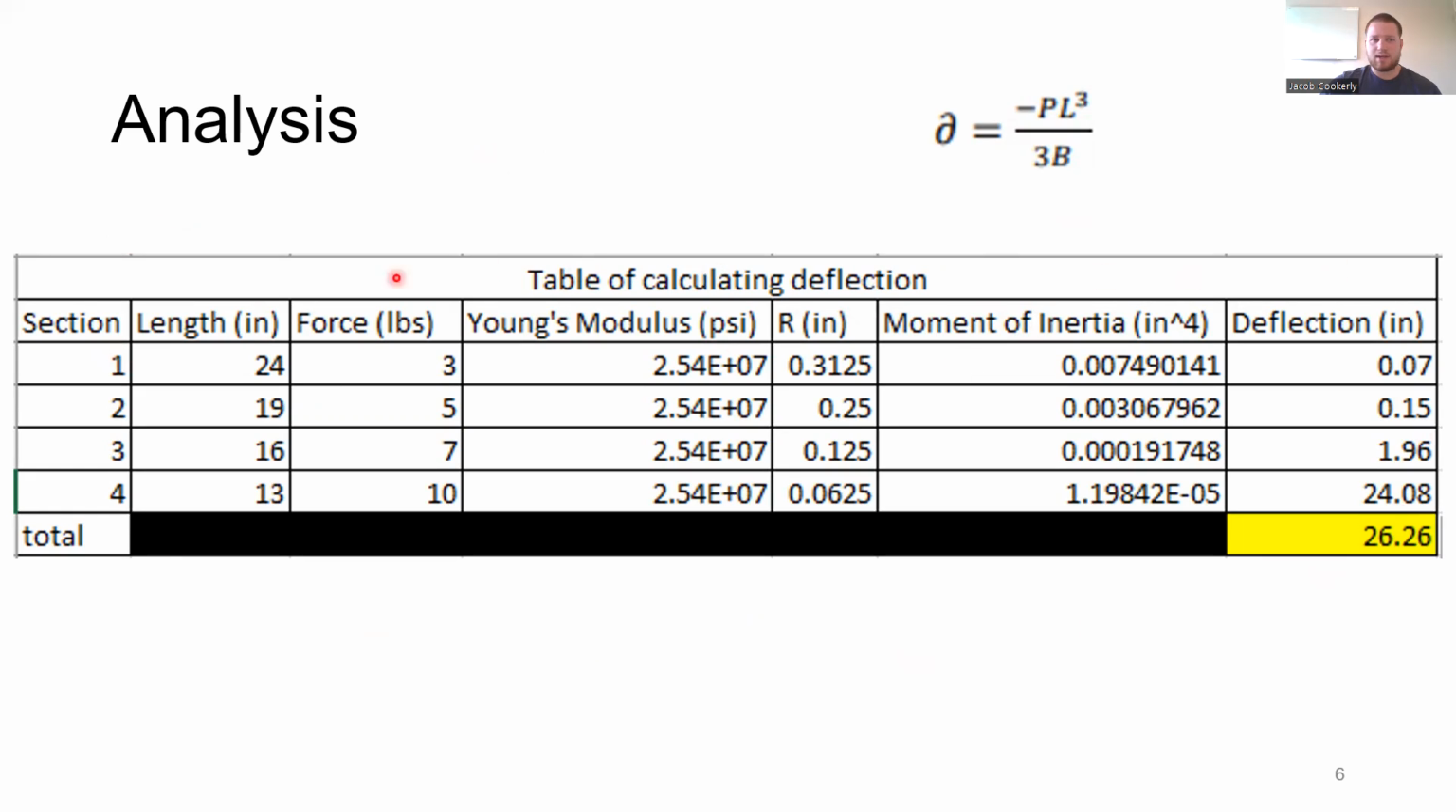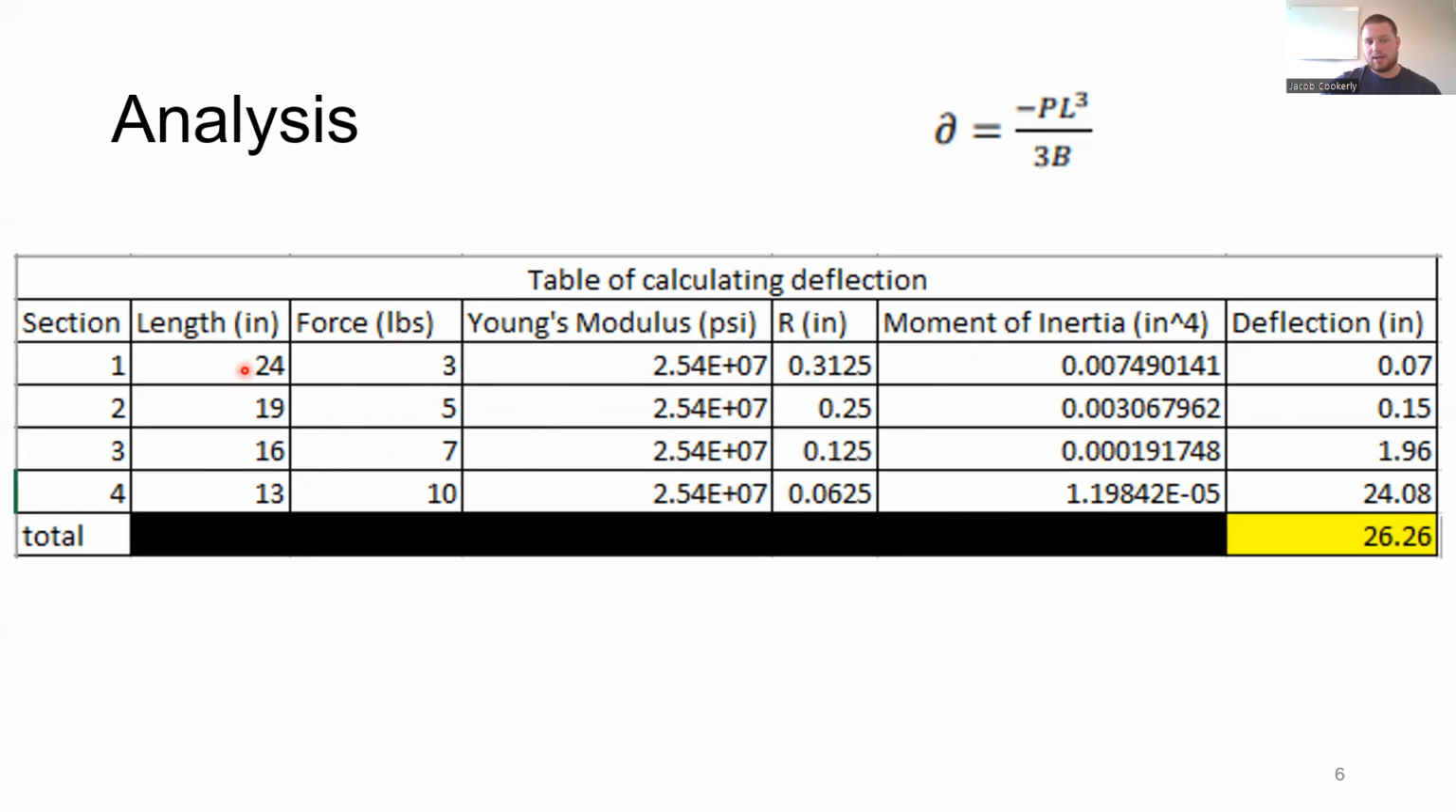So this is the analysis that I did for the dimensions on my fishing pole, and for the section of the first length, I got 24 inches. The force we are assuming is 3 pounds at that first eyelet. Young's modulus is just what it is for the carbon fiber reinforced polymer. The radius is the diameter divided by 2. Moment of inertia is calculated from the moment of inertia of a circular cross-sectional rod. And we do this for all 4 sections.